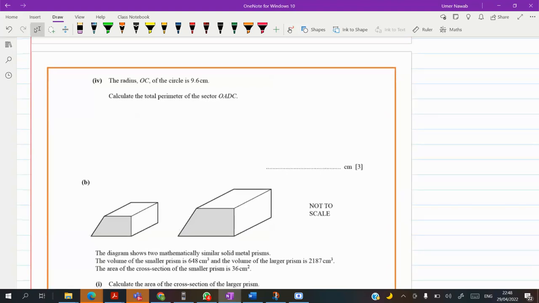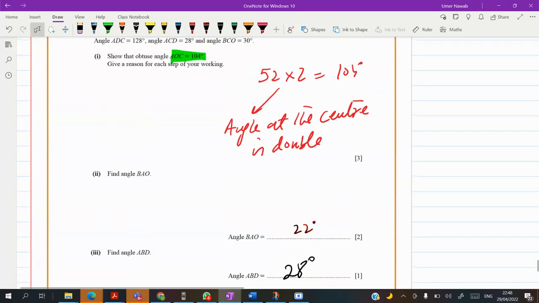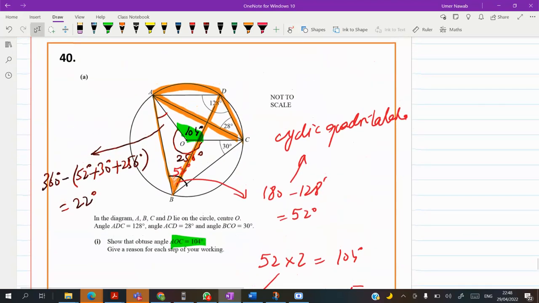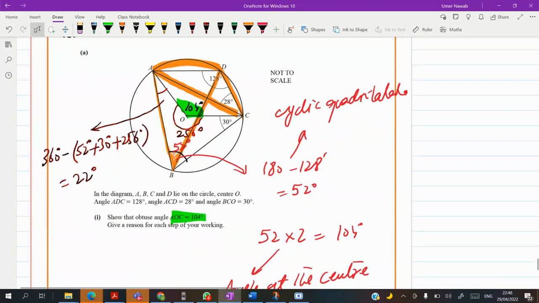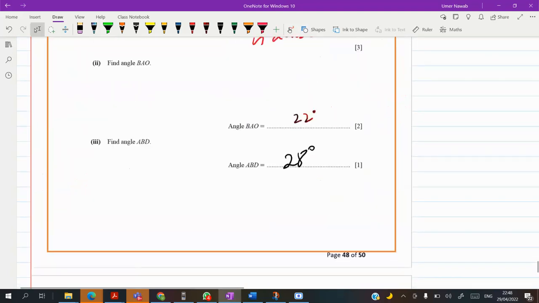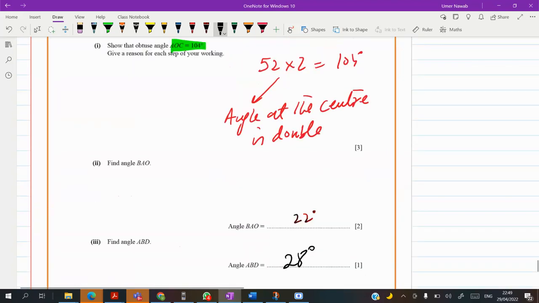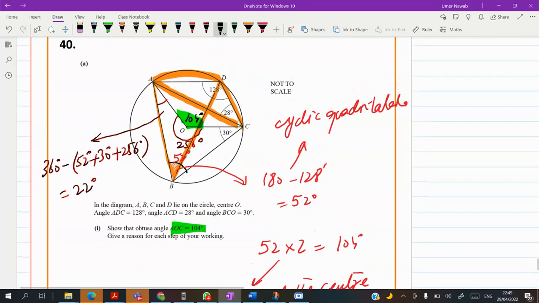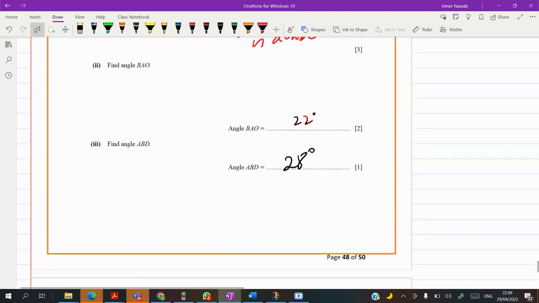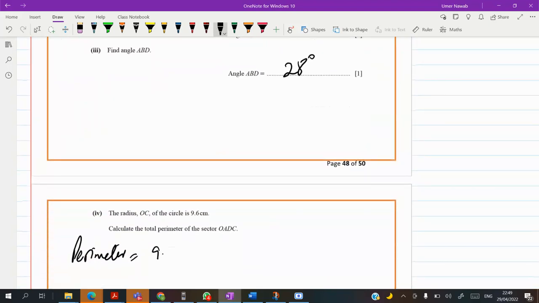He said that the radius of the circle is 9.6. The total perimeter of the sector OABC. OABC perimeter. So perimeter, number one, we have how many sides? Four sides. Radius is given to me, 9.6, so 2 times 9.6 will be added.